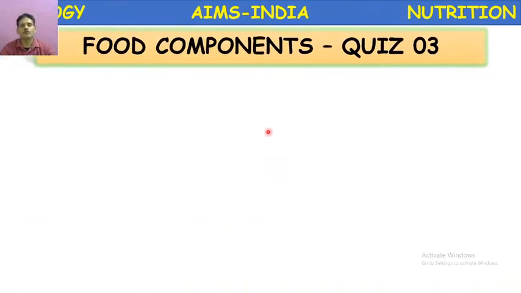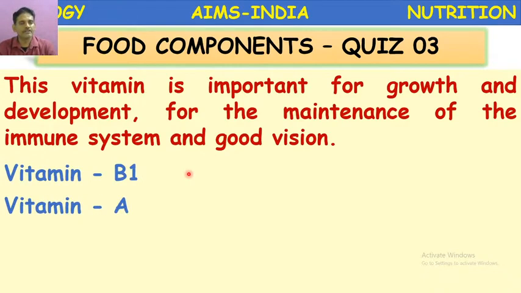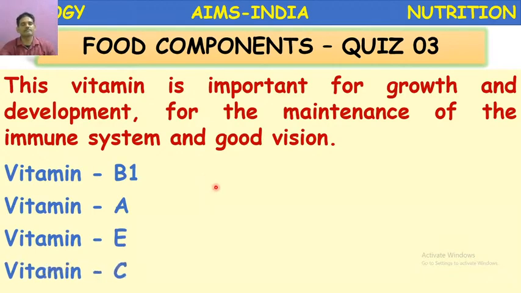Food components, quiz number 3. This vitamin is important for growth and development and for the maintenance of the immune system and good vision. Come on, all of you, be ready to answer the question. Vitamin B1, vitamin A, vitamin E, and vitamin C. So we have thoroughly revised about the vitamins so far. So you can answer in the live chat.